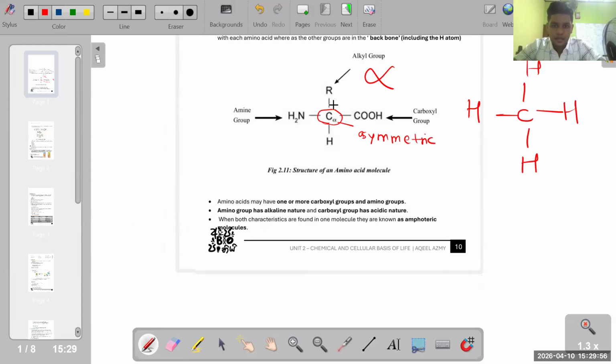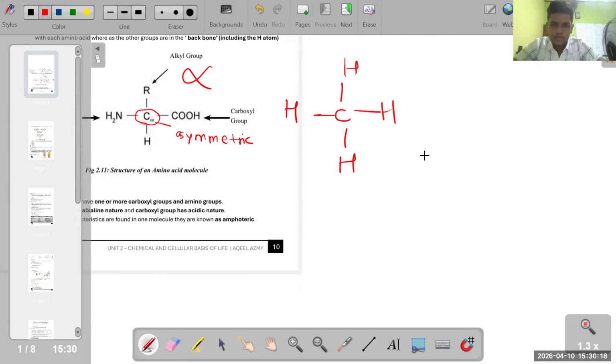So can you see what asymmetric actually means? Is that clear? Yes or no? If no, no issue. Just say yes. Right, fine, very good.